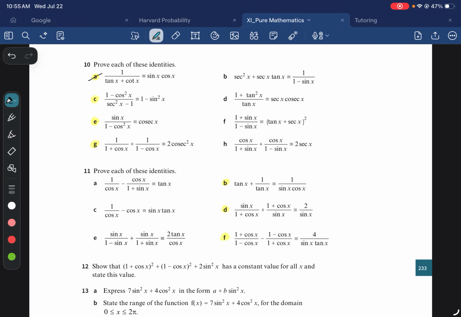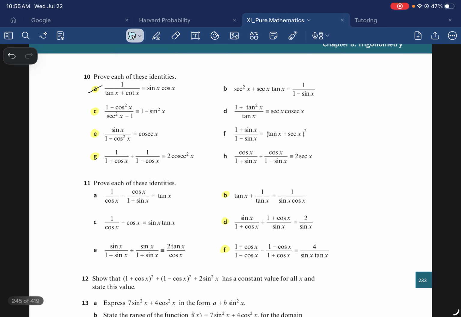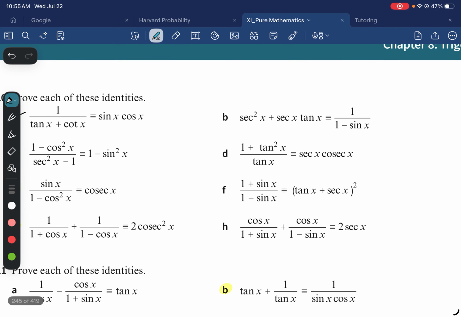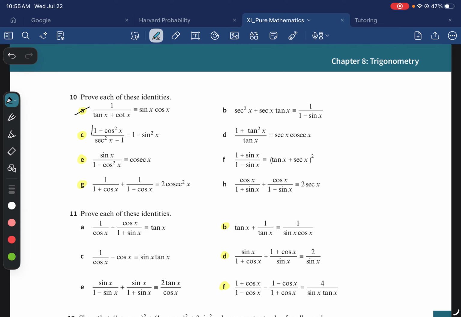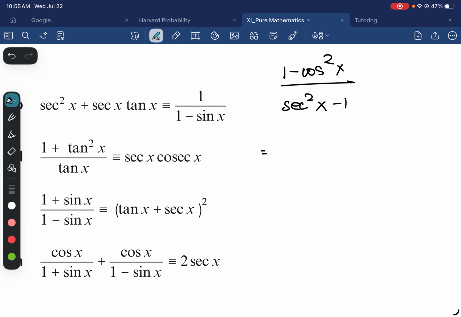So let's do C. You can probably also immediately see how we get this. So 1 minus cos squared x divided by secant squared x minus 1. All right. 1 minus cos squared x is sin squared x. And if you remember, secant squared x minus 1 is going to give you tan squared x.